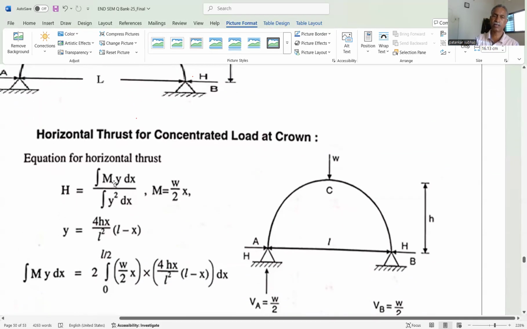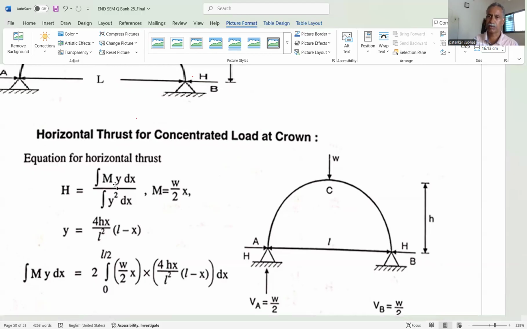H is equal to the integration of m into y into dx divided by the integration of y square dx, where m is the bending moment at a given section and y is the height, which is related to the parabolic, semicircular or circular arch. So in this problem, the arch is parabolic. W is given at the crown, the top point, h is the rise and l is the span.